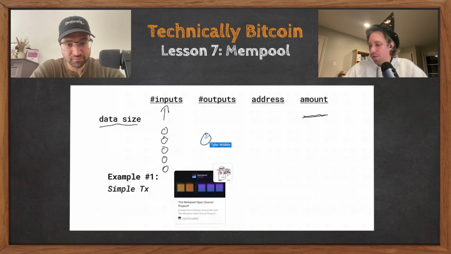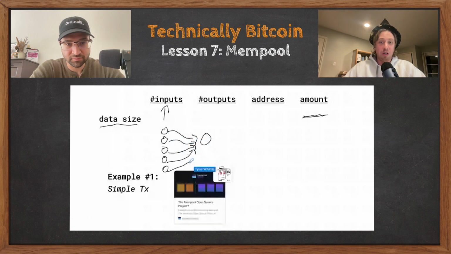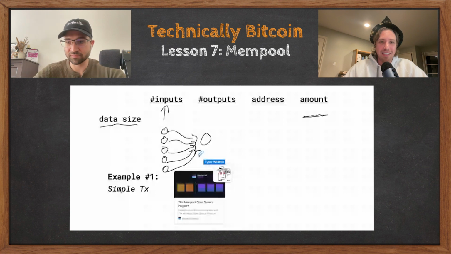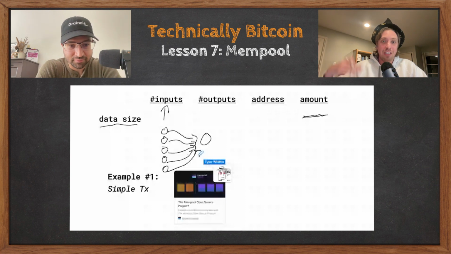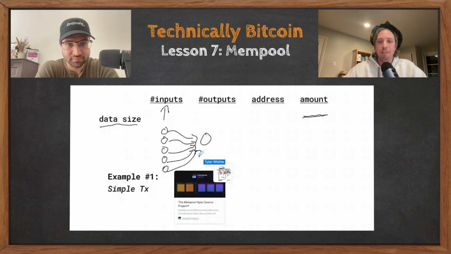Well, each one of these UTXOs requires a signature from your wallet. And that signature is actually large. It takes up a lot of data size. And so that's why the data size is going to go up with the number of inputs you have, because you're going to have to actually sign for every single one of those inputs to prove that you have it.